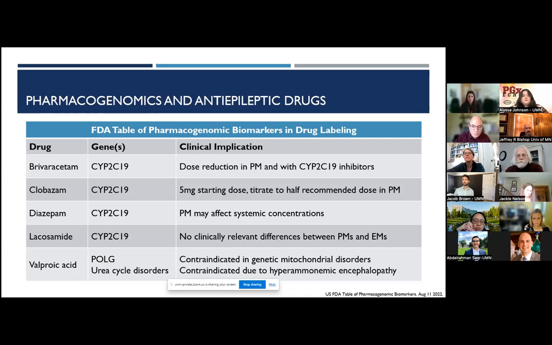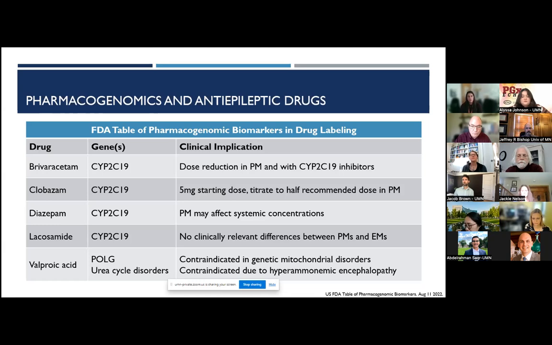For clobazam or ONFI, for CYP2C19 poor metabolizers, the level of the active metabolite N-desmethylclobazam will be increased. So patients who are known to be CYP2C19 poor metabolizers, the starting dose should be 5 milligrams per day, and the dose titration again depends on weight, but should be done slowly and up to half of the recommended highest dose. For diazepam, there's no specific recommendations.